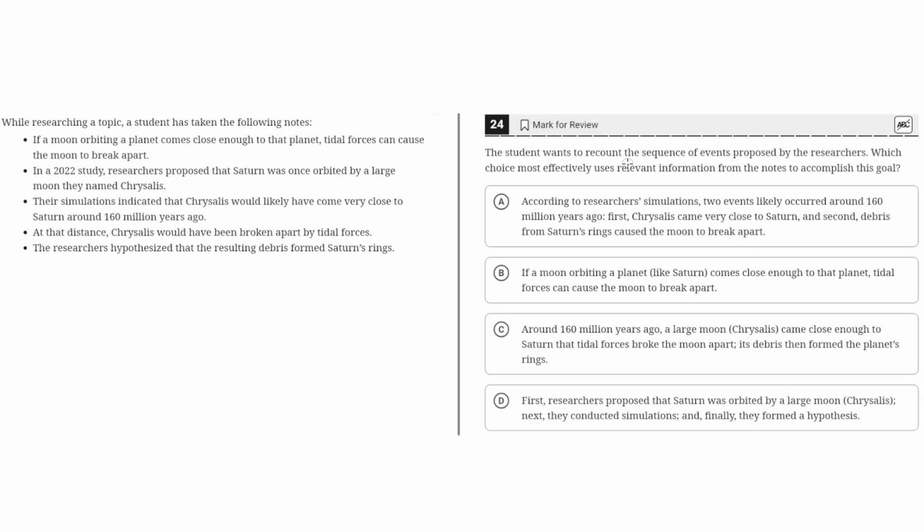The student wants to recount the sequence of events proposed by the researchers. Which choice most effectively uses relevant information from the notes to accomplish this goal? While researching a topic, a student has taken the following notes.